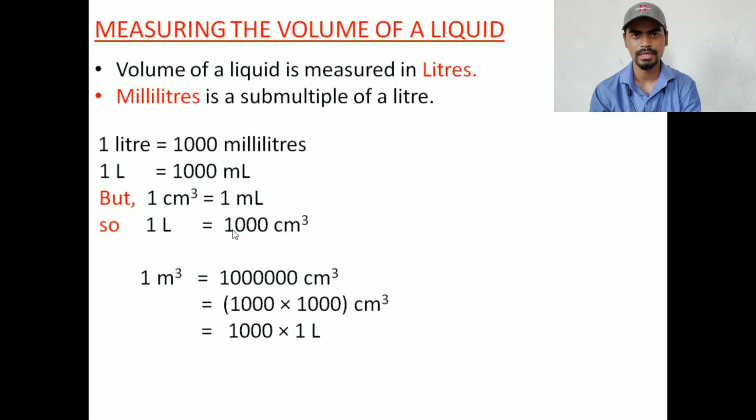So instead of 1000 centimeter cube, can I write 1 liter? So that is what I am doing in this case. In this case, 1000 centimeter cube, I will write down 1 liter. So 1000 into 1 liter will be what? 1000 liter. So can I say that 1 meter cube is equal to 1000 liter? In the previous case, we have discussed that 1 meter cube is equal to 10 to the power 6 centimeter cube, right? While here we have just derived that 1 meter cube is equal to 1000 liter.